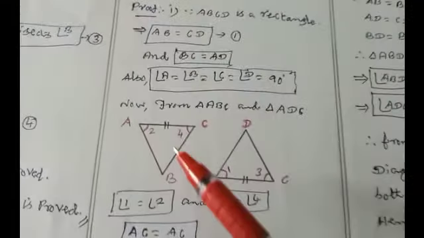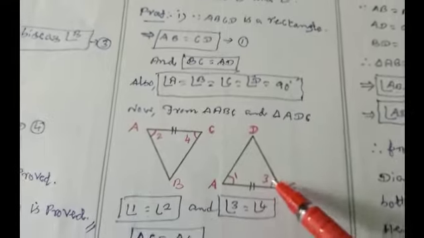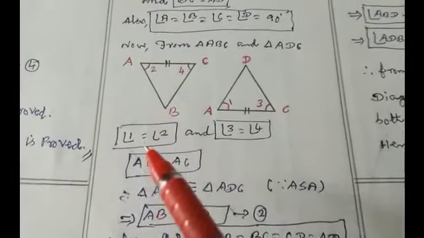ACB and ADC. So I have split the diagrams over here. This is angle 2, angle 4, and here it is angle 1 and angle 3. Now we will go for congruence of triangles.